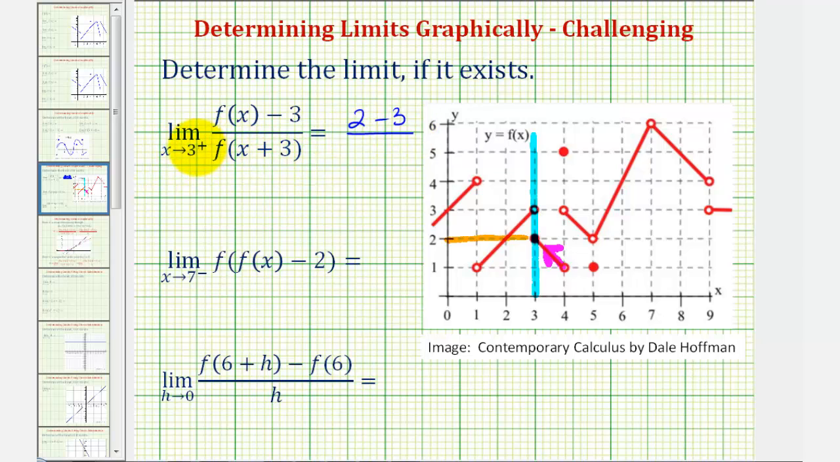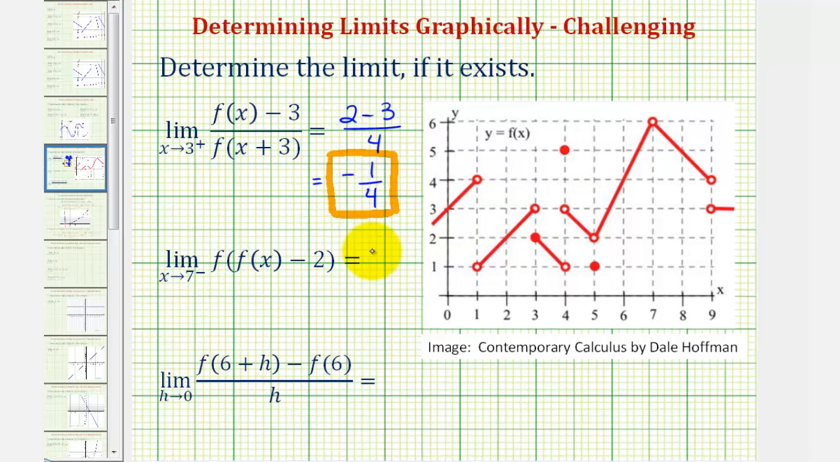Divided by, now looking at the denominator, notice as x approaches 3 from the right, the input into the function would be approaching 3 plus 3, or 6, from the right. So going back over to the graph, here's where x equals 6. Again, approaching 6 from the right, or from the positive side, we're approaching from this direction here. And notice how the function value, or y value, is now approaching positive 4. Now simplifying, we have 2 minus 3, that's negative 1 over 4, and therefore the limit is equal to negative 1/4.